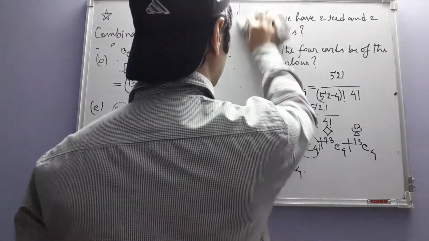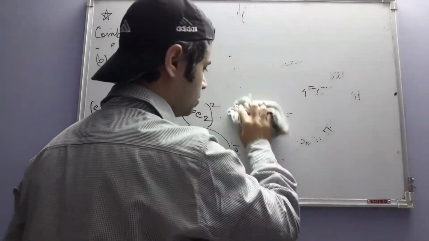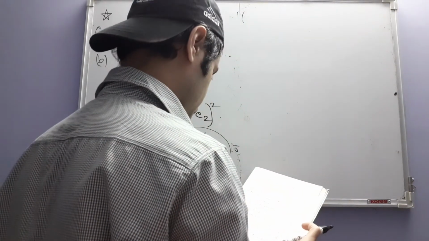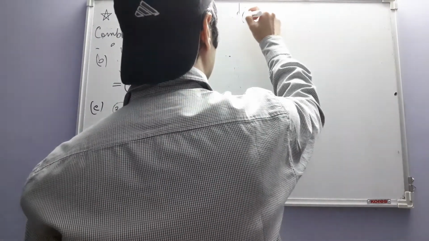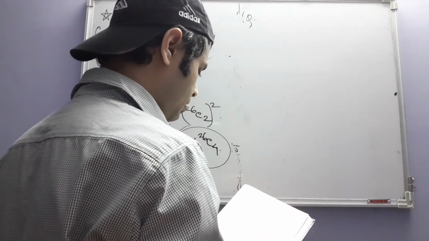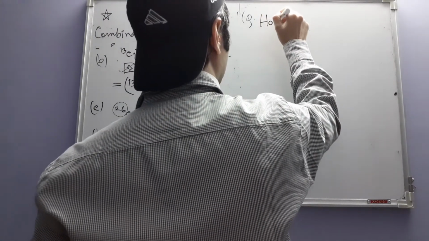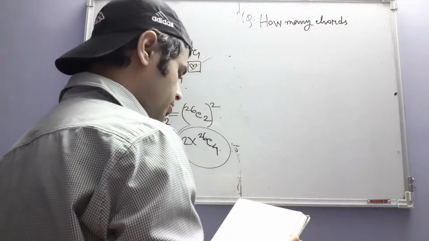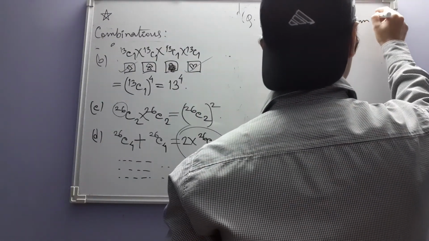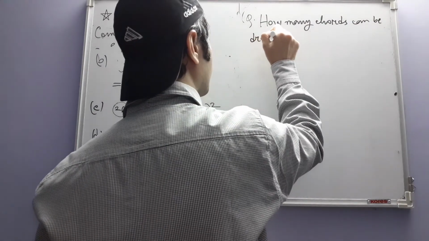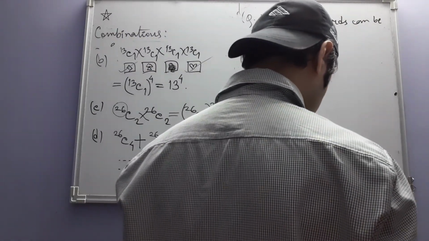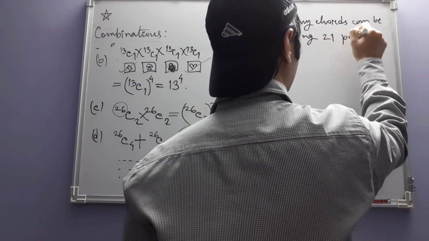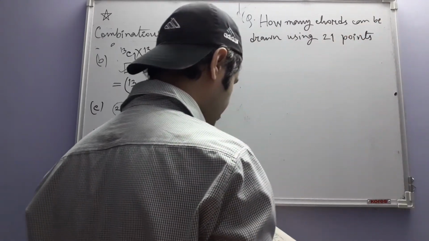Now we move on to the next one. The next question asks, how many chords can be drawn using 21 points lying on a circle?